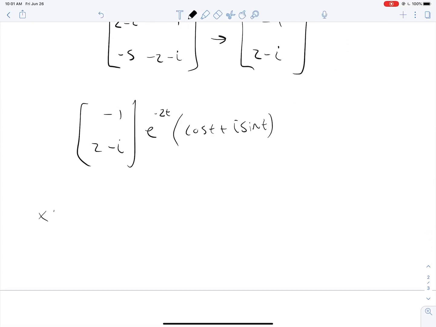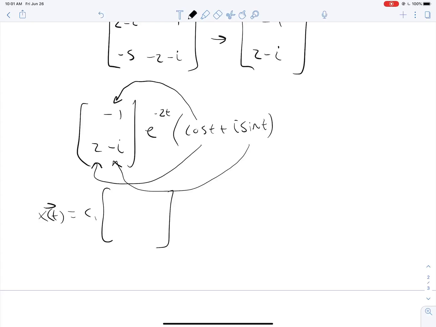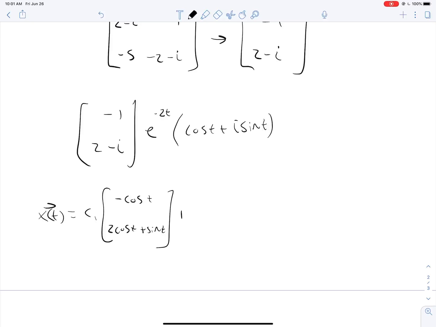So what I mean by that is we can say that x of t is equal to c1 times all of the real bits of this thing right here. We'll get real things when we multiply cosine on top to that negative 1, cosine to that 2, and i sine to that negative i. So that will give us negative cosine of t, and then on the bottom, 2 cosine of t plus sine of t, because that negative i squared sine t will give us positive sine t. And then we can't forget that we've got an e to the negative 2t on the end of there.